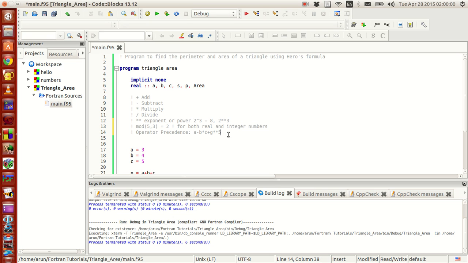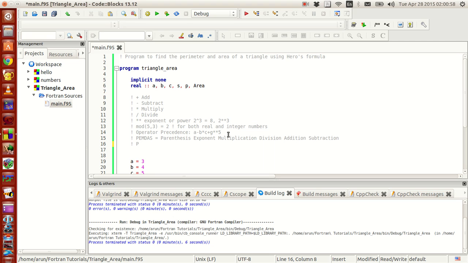Operator precedence tells which operator happens first, which happens second, and which happens third and all. Now the operator precedence is given by this short name called PEMDAS, meaning parenthesis, then exponent, multiplication, division, addition, and then finally subtraction.